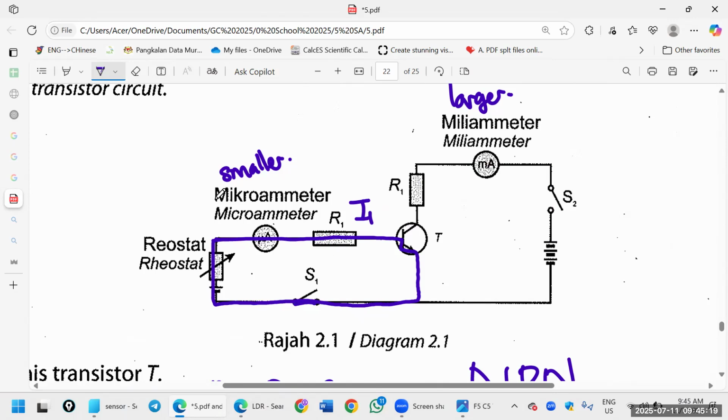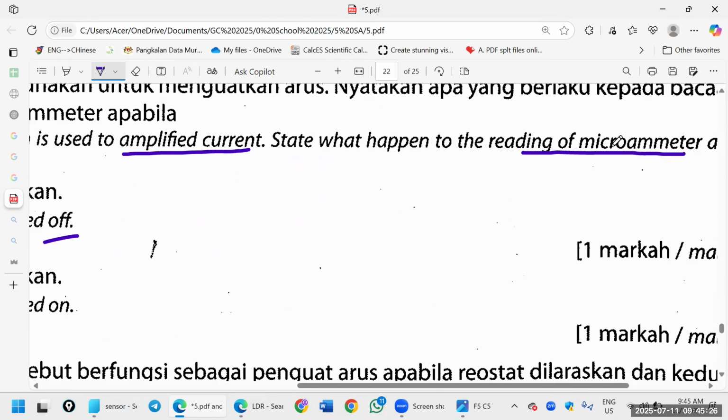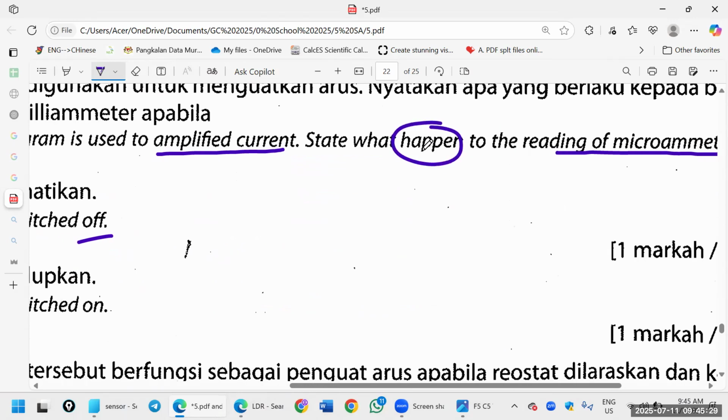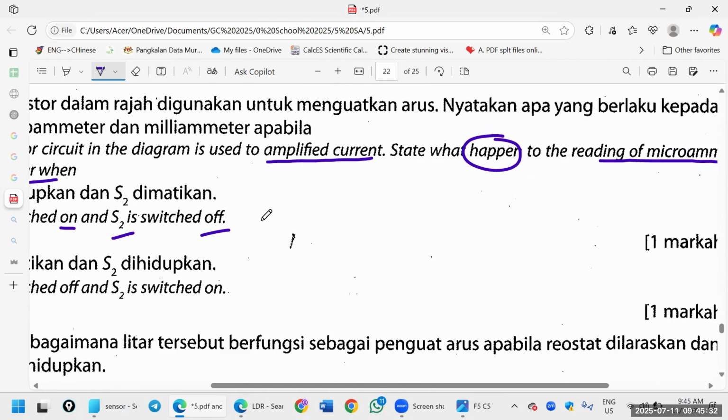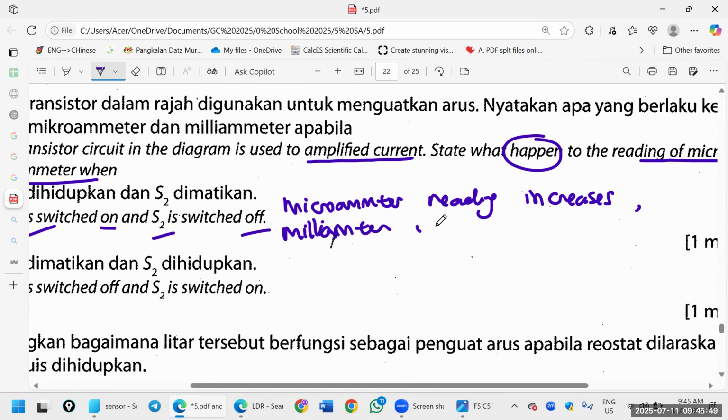Okay, so now, when S1 is switched on, this is a complete circuit. So what happened to the reading of the microammeter? We normally say increase or decrease. Okay, so we say microammeter reading increases, whereas milliammeter reading has no change.